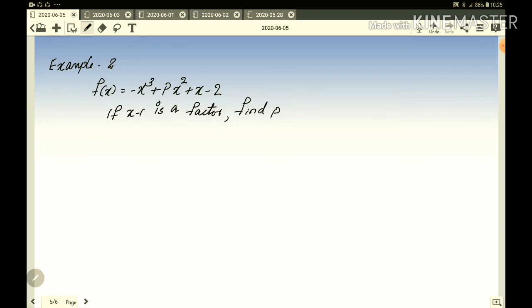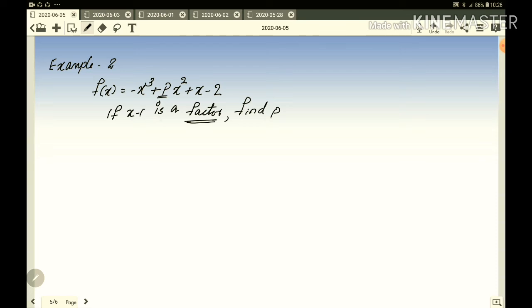Let's move to the next example. f of x is given, and they said that x minus 1 is a factor, then find the value of p. So f of x is not a completed one. We can see that the coefficient of x square is p. So you have to find the value of p if x minus 1 is a factor. Factor means when you take the x value and substitute here, it will give you 0. That is definitely so, because they said that it is a factor. Clear? So we are going to use that equation to find the value of p.